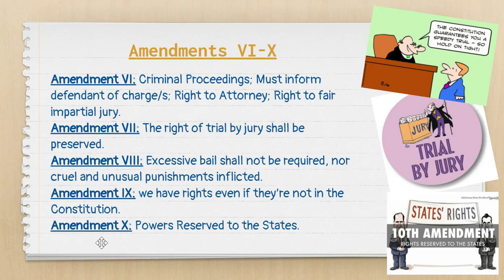And then the Amendment 10, which is probably for the next couple units the one we're going to focus on a lot, it basically says any power not specifically given to the national government is given to the states. So if the national government never puts something in the Constitution about marriage, well, then the states are in charge of marriage laws. If the national government never put anything in charge of, let's just use divorce, well, then states are in charge of divorce laws. So that's the 10th Amendment. We'll cover that much more in depth later on in another unit.